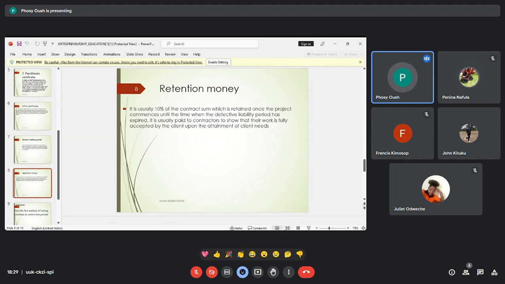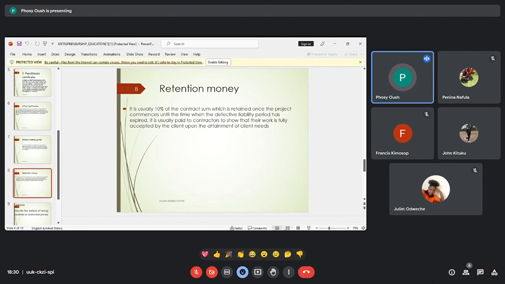Penina, can you take us through this retention money? Retention money is usually 10% of the contract sum, which is retained once the project commences until the time when the defective liability period has expired. It is usually paid to the contractor to show that their work is fully executed to the client's satisfaction upon the attainment of the client's need. Okay, thank you.